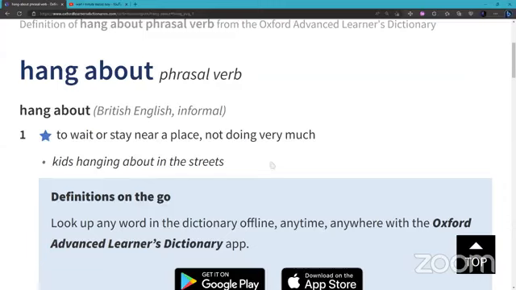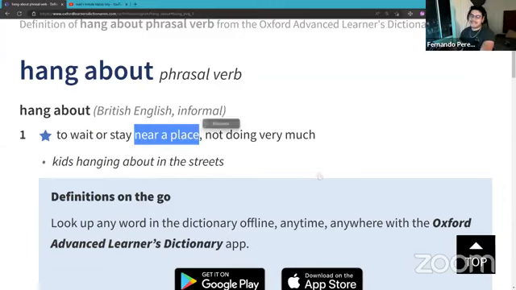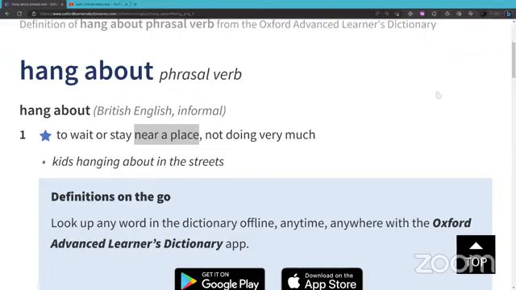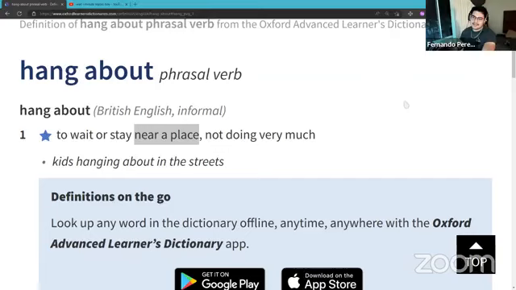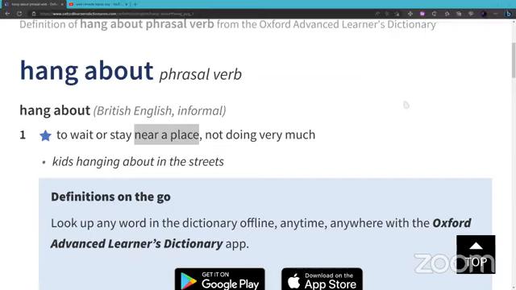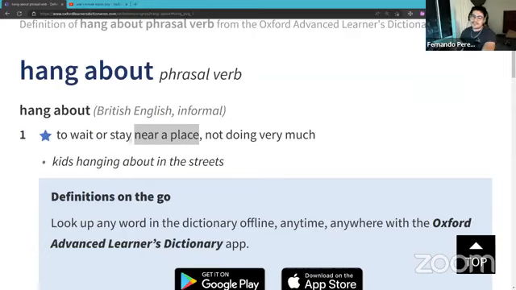How can I ask the second part? Kids staying. "Near a place" can be replaced with an adverb, because adverbs represent the where. So what kind of word do you think can represent the place? A place? No, I'm not sure. Maybe "at"? Can I use it? "At" is not an adverb. That's a preposition. Oh, yes.